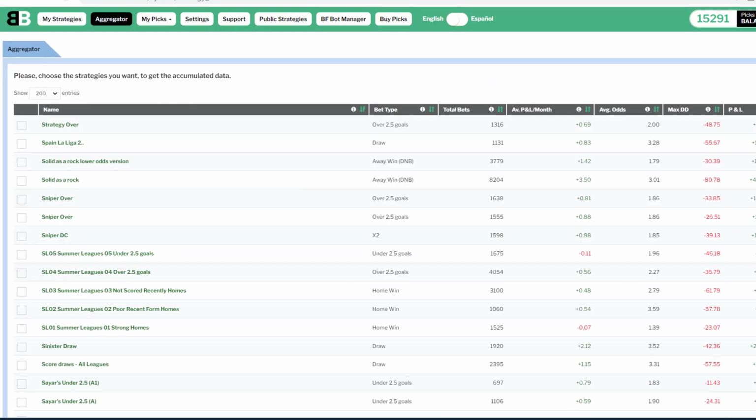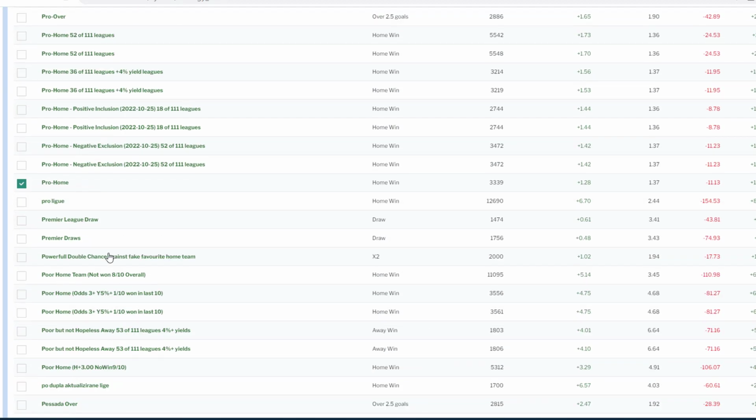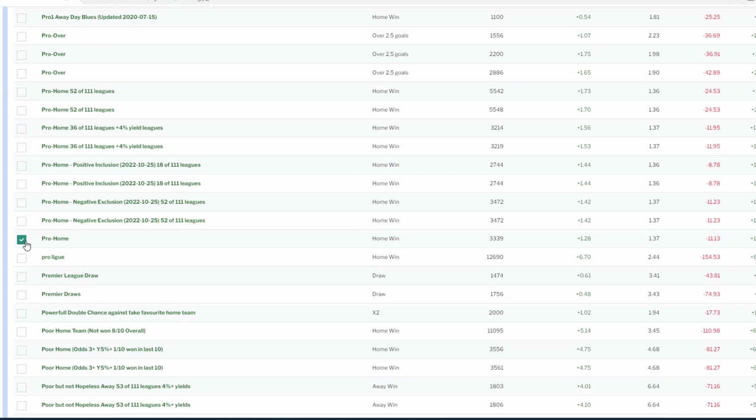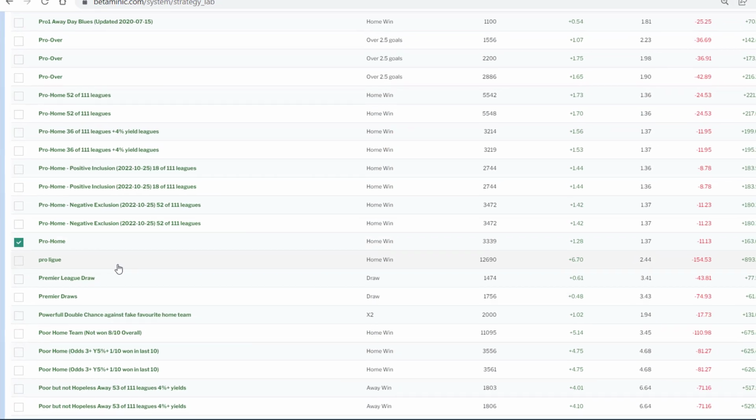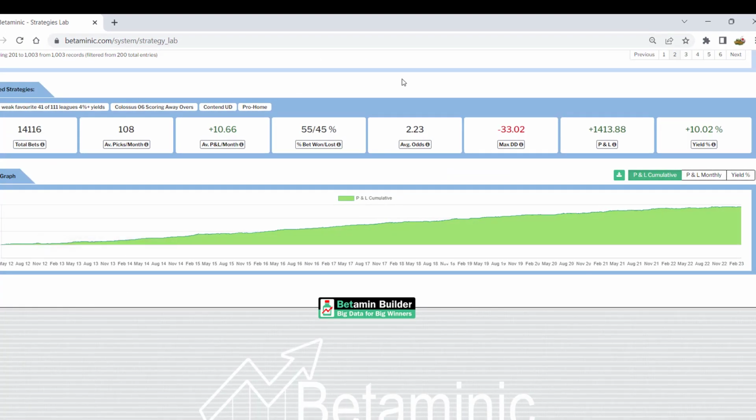As you know, on the Betaminic website, in the Betamin Builder, there's an aggregator function. And in the aggregator function, you can click on the strategies that you want to make into a multi-strategy system, and then the Betamin Builder aggregator will automatically calculate the results of that set of strategies if they were all used together at the same time.